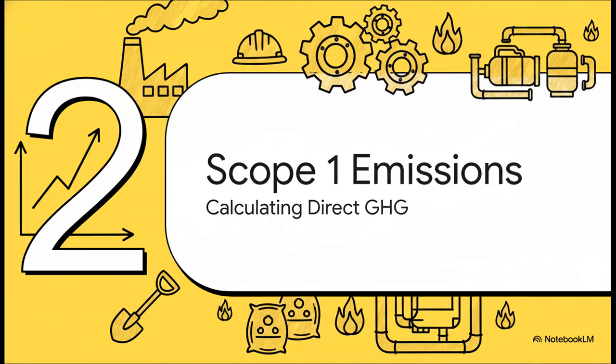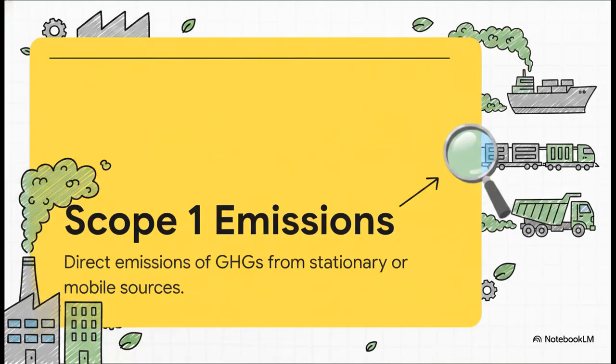Moving right along to part two. Calculating Scope 1 emissions. This is where we get into the real math. Let's start with a really precise definition. Under the SASB standard, which piggybacks on the Greenhouse Gas Protocol, Scope 1 emissions are the direct emissions of GHGs from stationary or mobile sources.